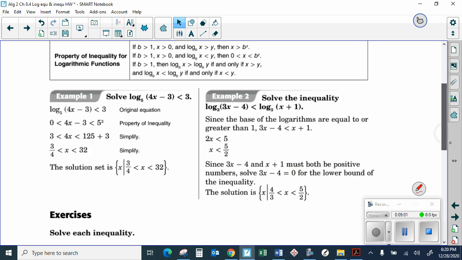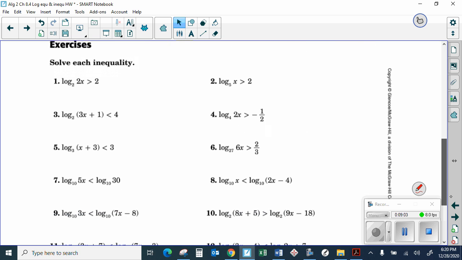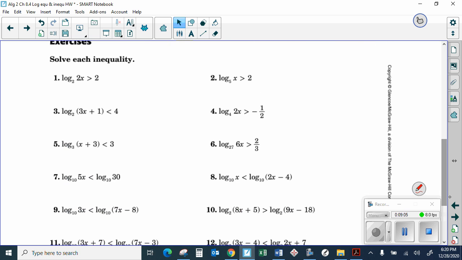Okay, let's see, is there another example? All right, nope, that'll do it right there. So just remember those setups like that.